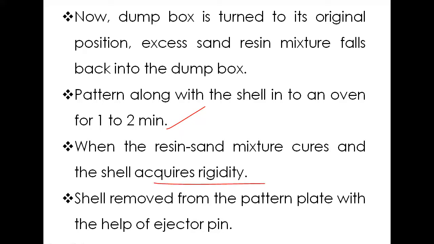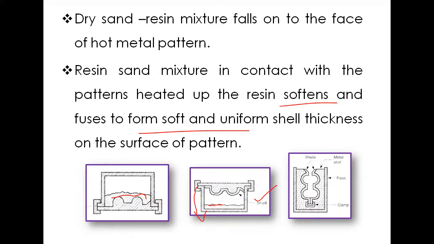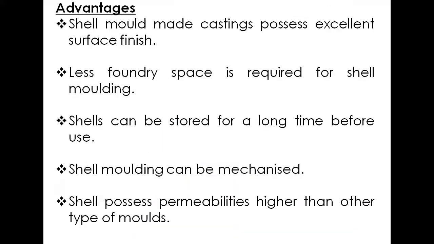The shell is removed from the pattern plate with the help of ejector pins. Then you take the two shells and, with the support of clamps, tightly close them in the flask. Then you pour the molten metal and get the required shape. Finally you get a uniform shell of that pattern.